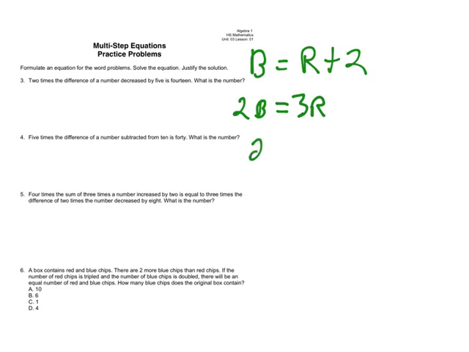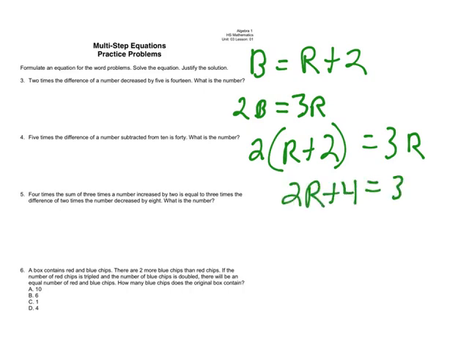There are 2 more blue chips than there are red chips. That means it is blue equals red plus 2. Okay, because there are 2 more blue chips than there are red. So if I add 2 chips to the red, I would have equal. Then it says if I triple the red and I double the blue, I'll have an equal number. So now I am going to substitute in for B, and I'm going to go 2 times the quantity R plus 2, equals 3R. So I have 2R plus 4 equals 3R.